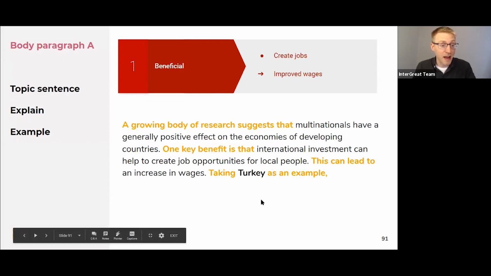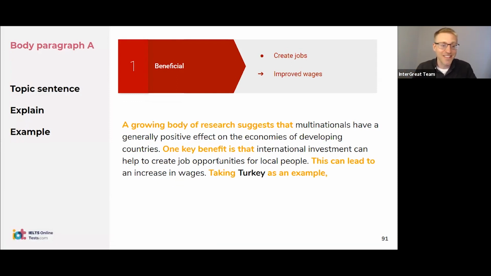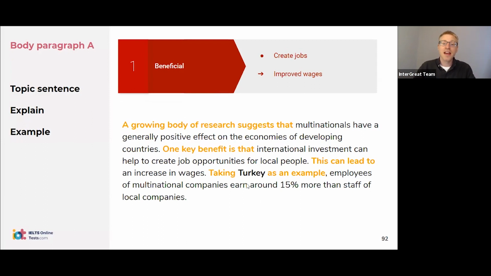I don't know if we have any students from Turkey in the chat. Please say hello. I've used Turkey as an example here. Hello, Godze, welcome. So this is an example. You can tell me if it's accurate or not.